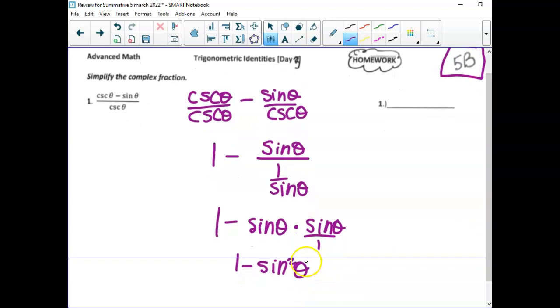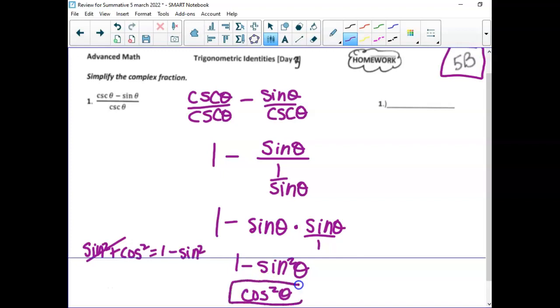But usually the answer for an identity question is not an expression, meaning it doesn't have a plus or minus in it. Is there something we could trade a 1 minus sine squared for? Yes, there was a Pythagorean identity that sine squared plus cosine squared equals 1. So if we subtracted the sine squared over here, we could trade 1 minus sine squared for a cosine squared. And that, I think, is what they were looking for. Okay.